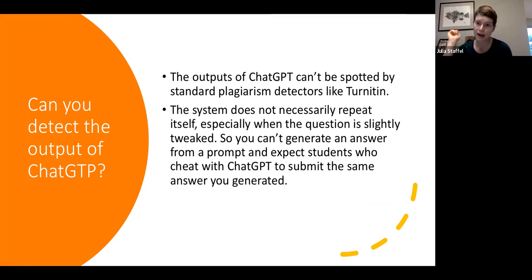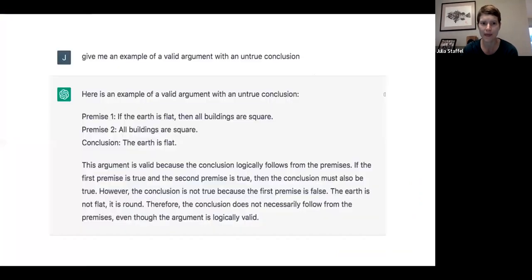So for example, when I asked it to give me a valid argument with a false conclusion, and I did that 3 times, I got 3 different answers. And especially if the student tweaks the wording of the prompt a little bit, they're likely to get something different from what you generated when you tried it out. So you can't just use that as a proving mechanism against plagiarism.